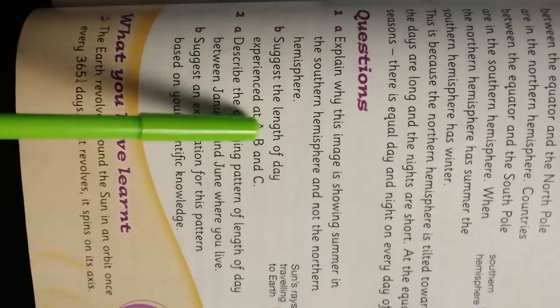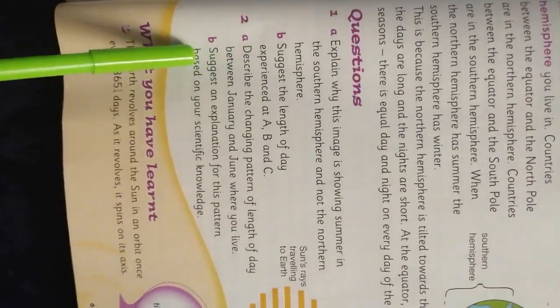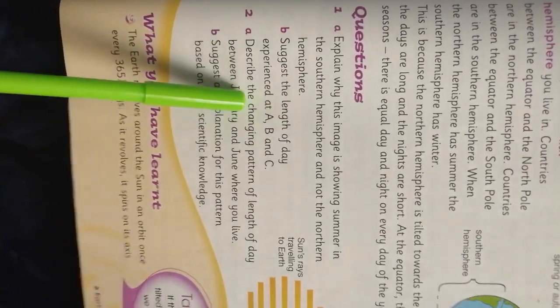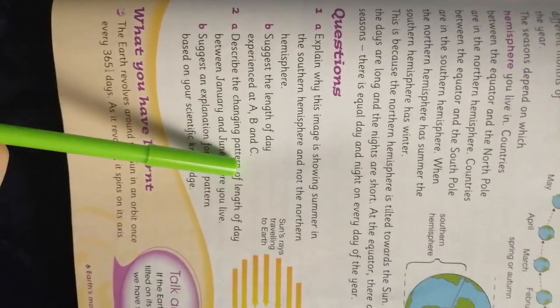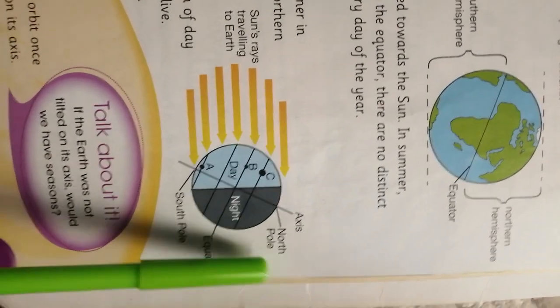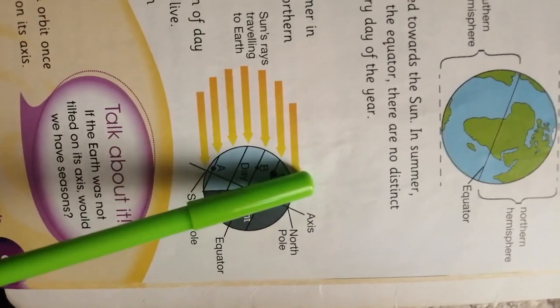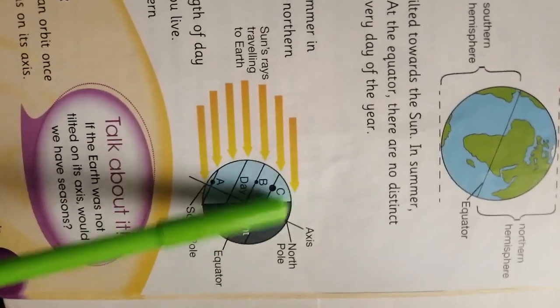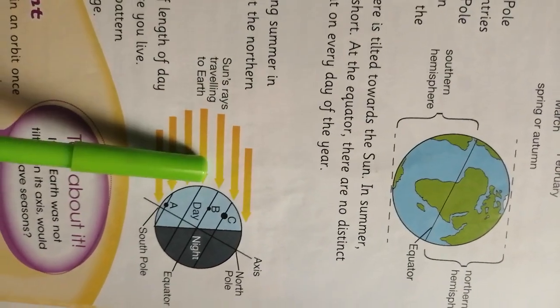Now here we have these questions. I'll put the answer for you in a picture, but I'll answer them here just by saying the answers. Here we have this diagram. We can see the earth, it's tilted. We have the North Pole and the South Pole. And we have sun rays traveling to earth.